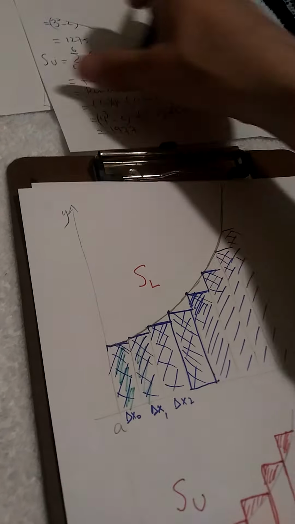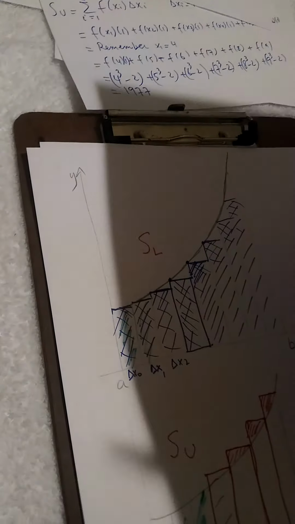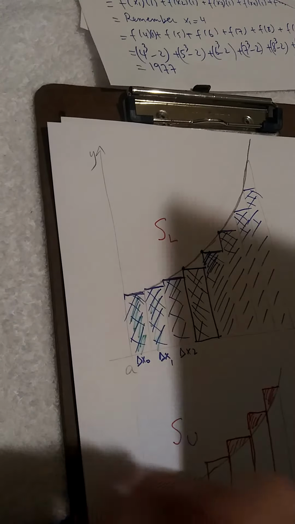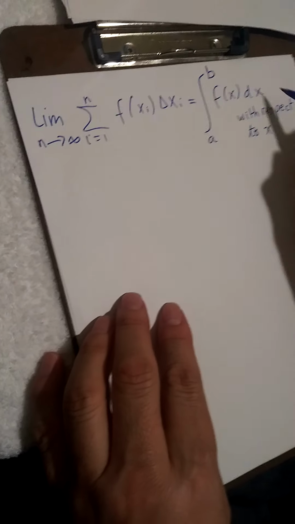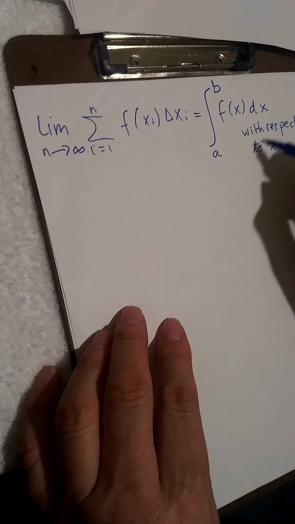That's called a definite integral. Okay, so this is when n is infinity, this is called a definite integral.